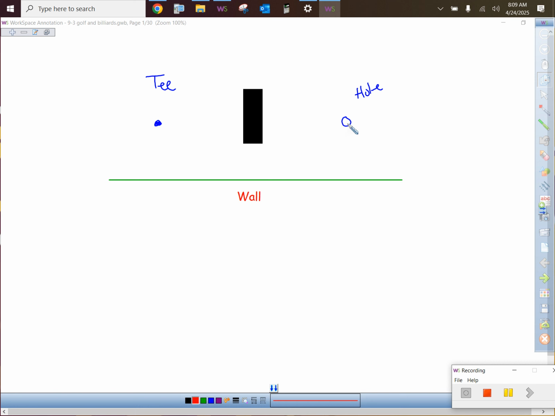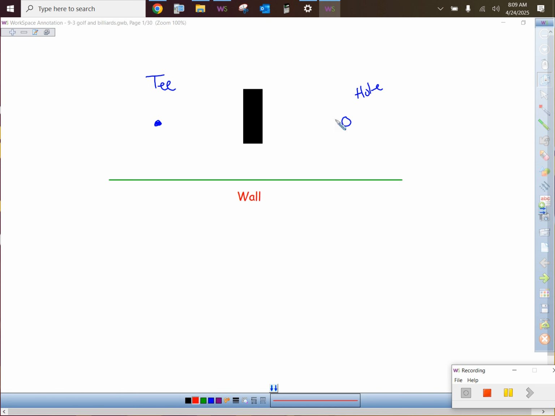I've got to get the ball into the hole, but here's the problem. There is an obstacle in the way. I cannot hit this ball straight into the hole, and there are rules. I cannot let the ball leave the ground to shoot it over that. That'd be awesome if I could do that, but that's against the rules. And I can't put any spin on the ball either. So our idea is to bounce it off of this wall. And here's how you do it. You do it with reflections.